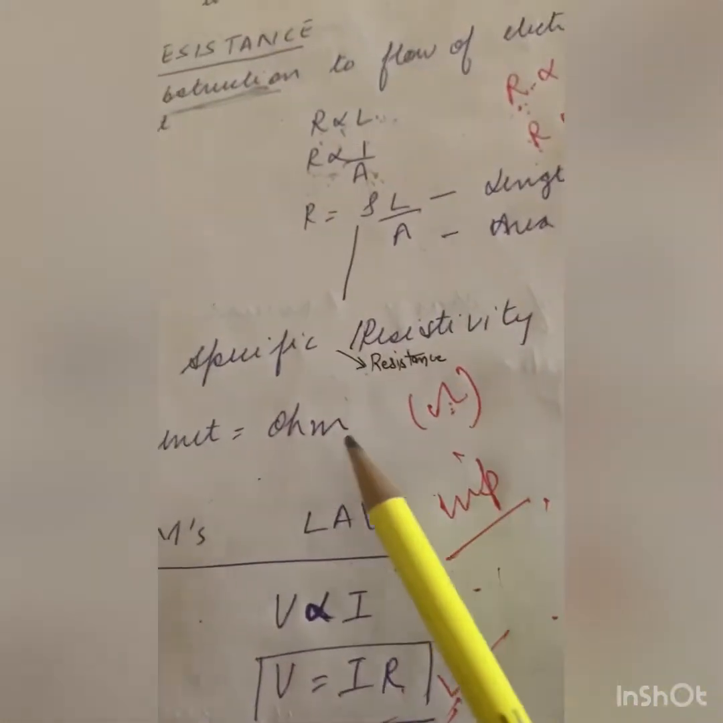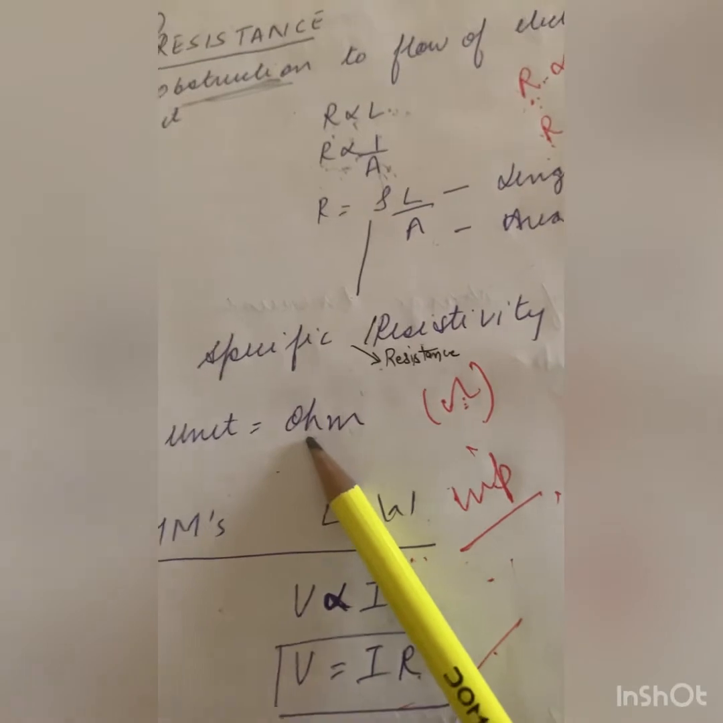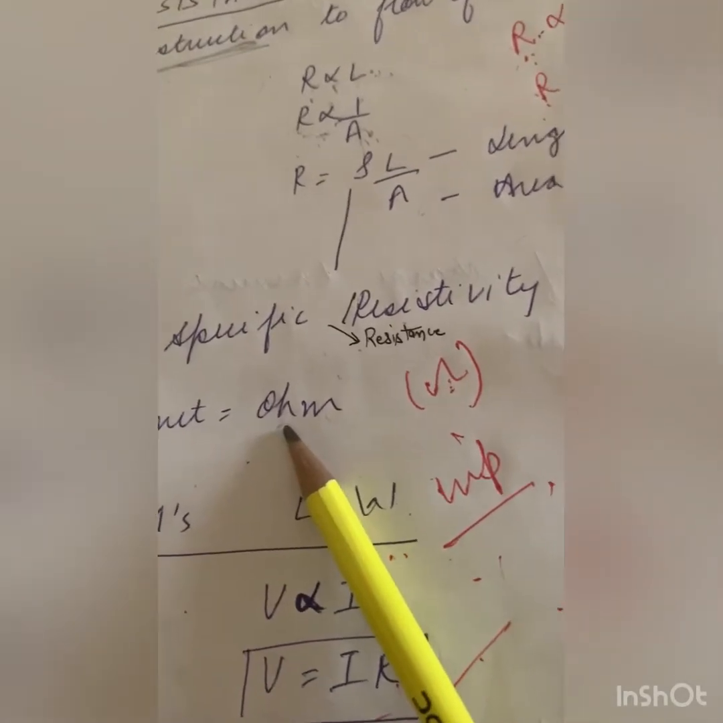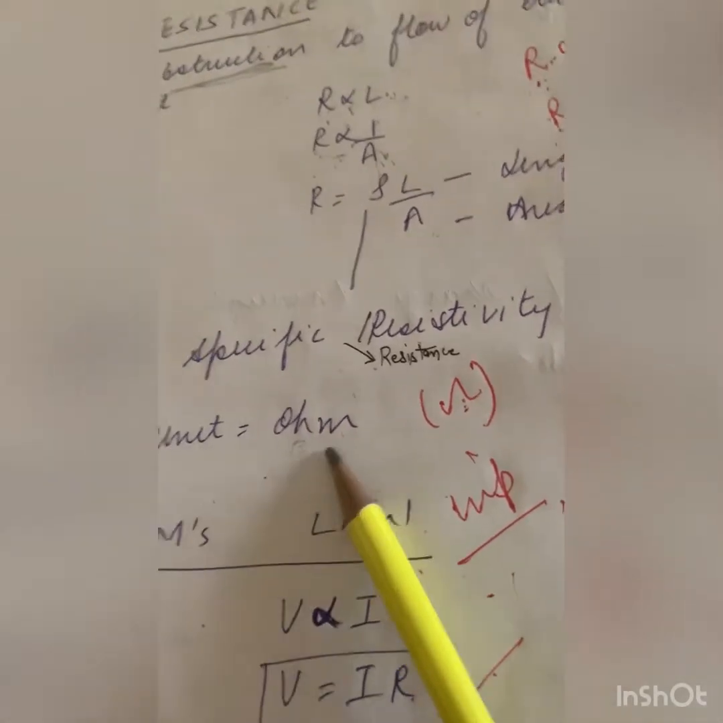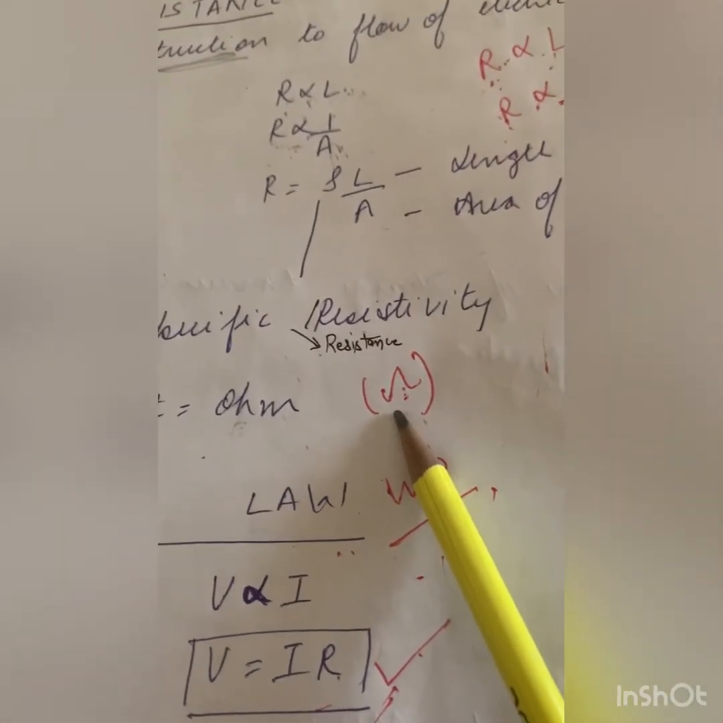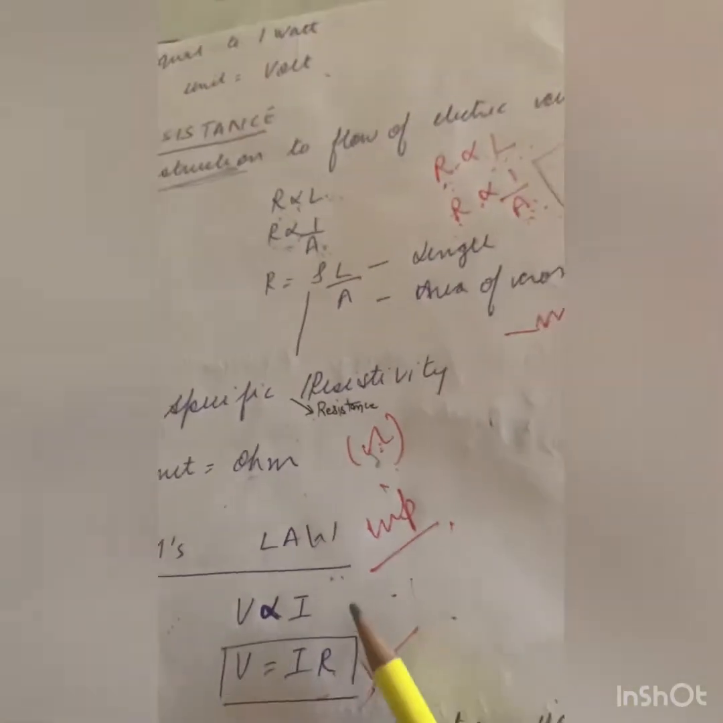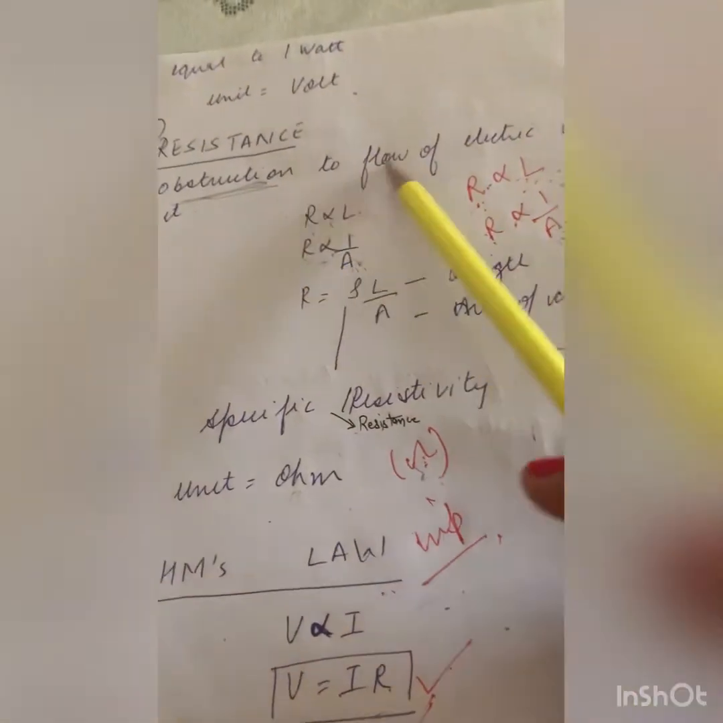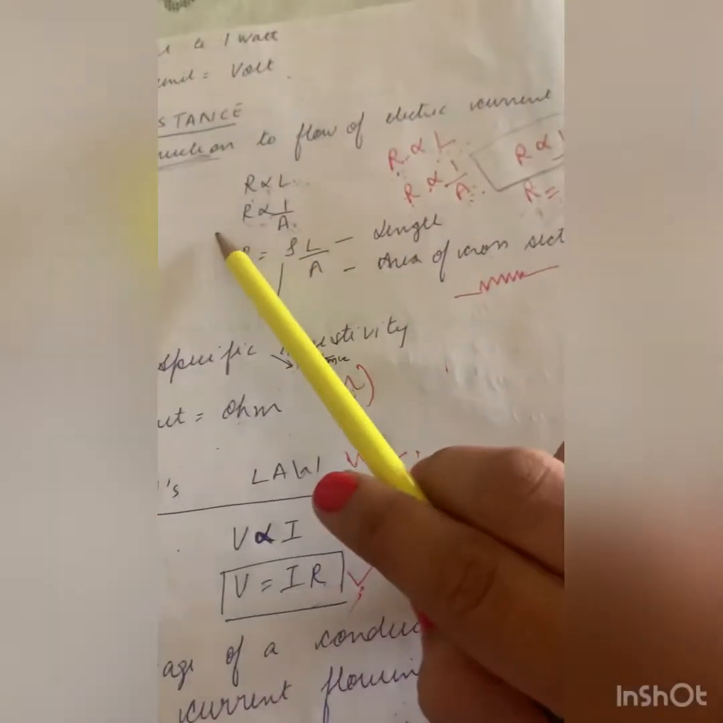Now comes unit of resistance. Unit of resistance is ohm, OHM. And how is resistance written? It is denoted like this. This is the symbolic representation of resistance. So again I repeat, resistance is obstruction to flow of electric current through it.